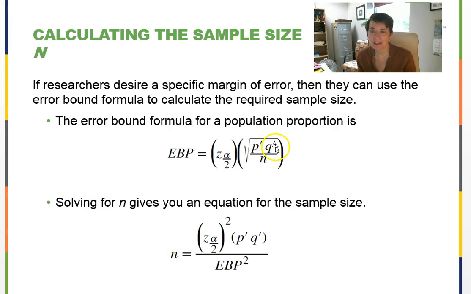So I want to get everything else on the other side. Remember algebra, and then you are going to square it to get rid of the square root sign, and we have N equals this rather strange, not that complex because you understand what all those pieces mean, I hope, but you get this equation for the sample size.